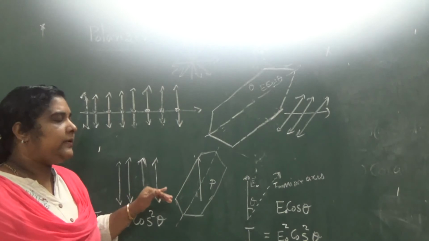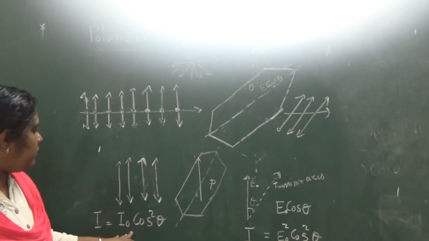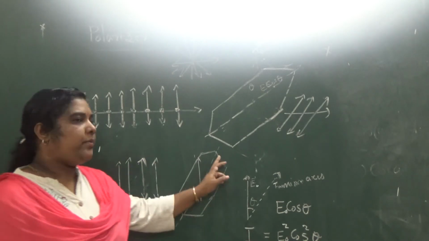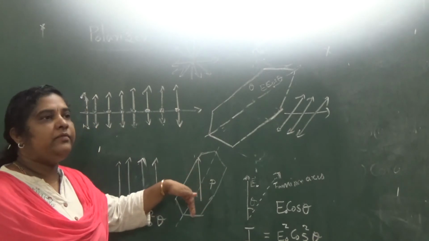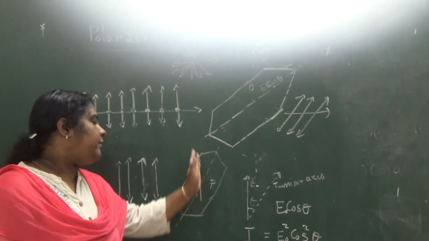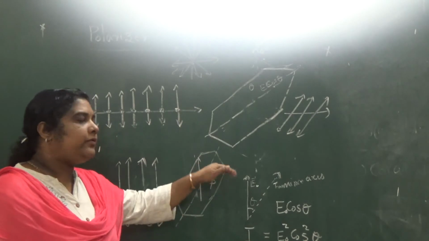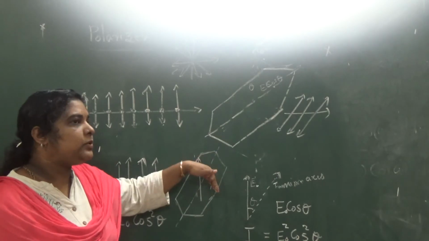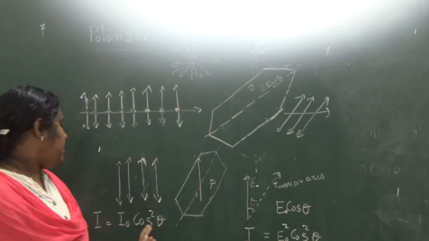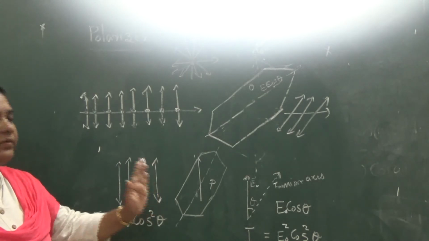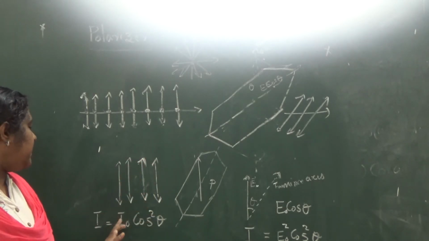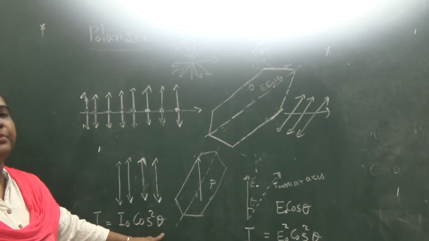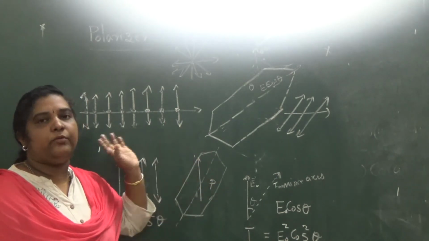The scientist Malus observed the variation of intensity through the polarizer when the transmission axis of the polarizer is rotating with respect to the plane of vibration. The angle changes, and the intensity varies. He observed that the intensity is proportional to the square of the cosine of the angle between the transmission axis and the plane of vibration.